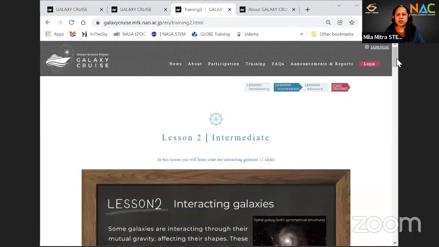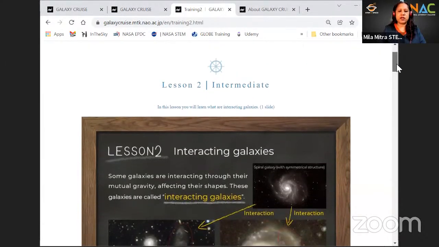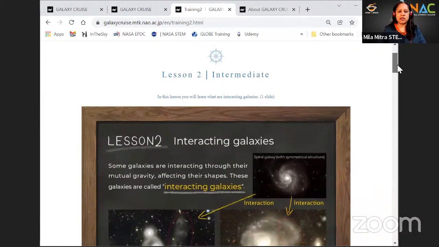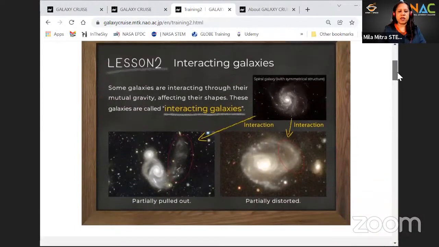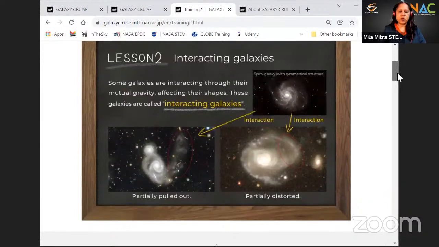Okay, so now this is the intermediate stage. You can all go through this and your record will show that you've done this training. Lesson 2 is the intermediate. Now you have to say if a galaxy is interacting or not. So how do you say that?